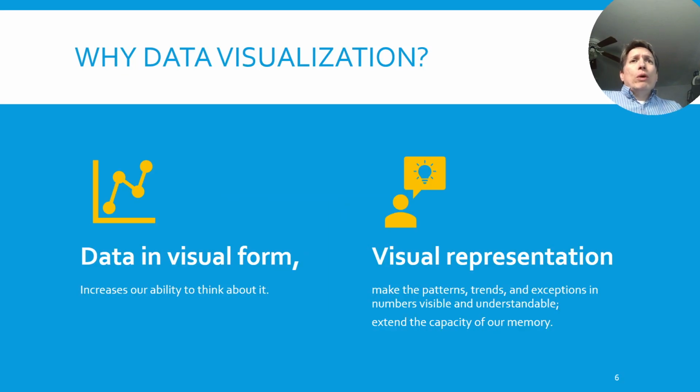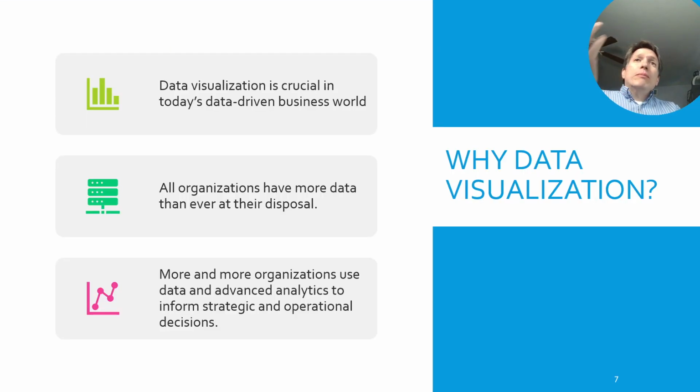Basically, it is because when we have data in visual form, it's going to increase our ability to think about it. It's going to activate different parts of our brain and the way that we think about the data, and even help us to remember it better. And if the visual representation makes any patterns, trends, or exceptions easier to understand, ultimately it is going to support our human factors and our capability to really abstract things from there.